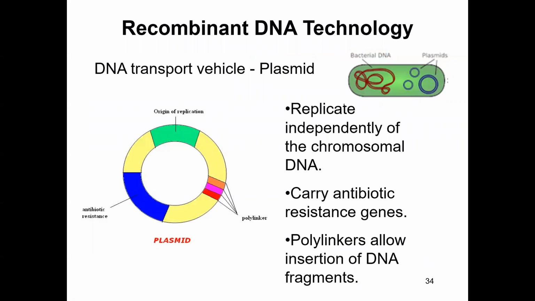So recombinant DNA technology is just recombining DNA from different sources. So a DNA transport vehicle is plasmids that we've talked about. So this should look very familiar to you. You should have an origin of replication, an antibiotic resistance gene. They call it a polylinker here. That's just the multi-cloning site that we talked about before. It's just where you have a bunch of cut sites that restriction enzymes can be used so that you can pop in whatever other DNA you want.